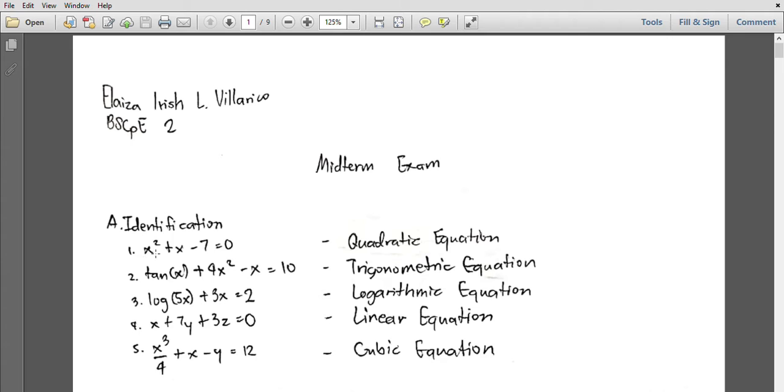Number 1. x squared plus x minus 7 is equal to 0. This is a polynomial equation that is degree 2. As we can see here, x squared. So therefore, it is a quadratic equation.